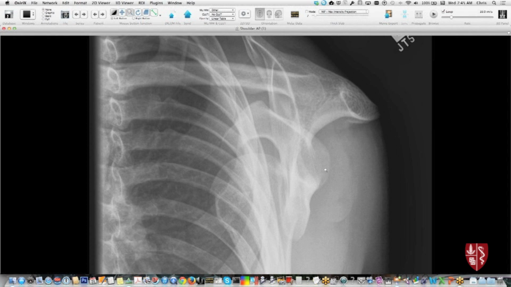And keep in mind that a dislocation is where there's complete lack of continuity, or lack of contact, I should say, between the joint. So the glenoid and the humeral head are completely lacking contact, whereas a subluxation is somewhere between normal and all the way up to a dislocation.